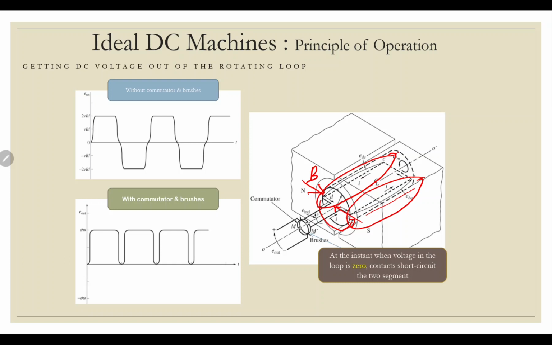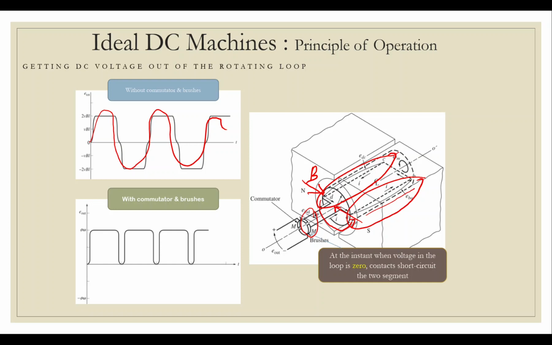B is still that way, but you are facing the other direction. So the current will change direction, and you will have this shape coming out from the coil at the end here. So without a commutator, we have an AC voltage.